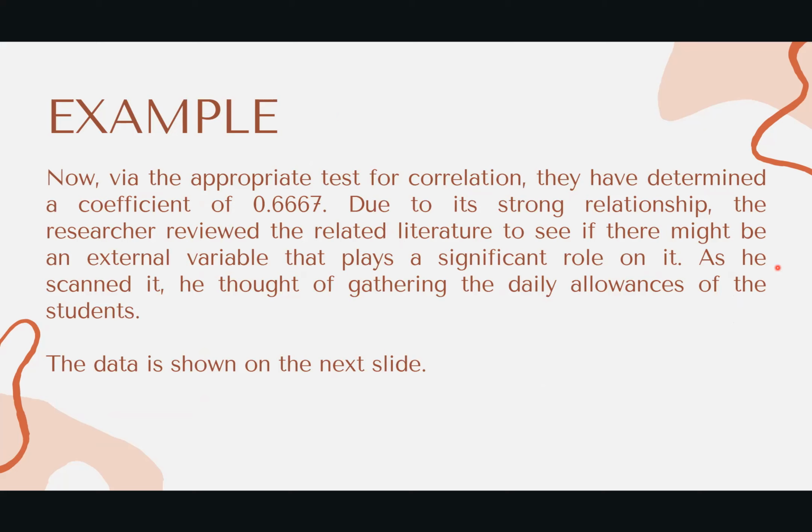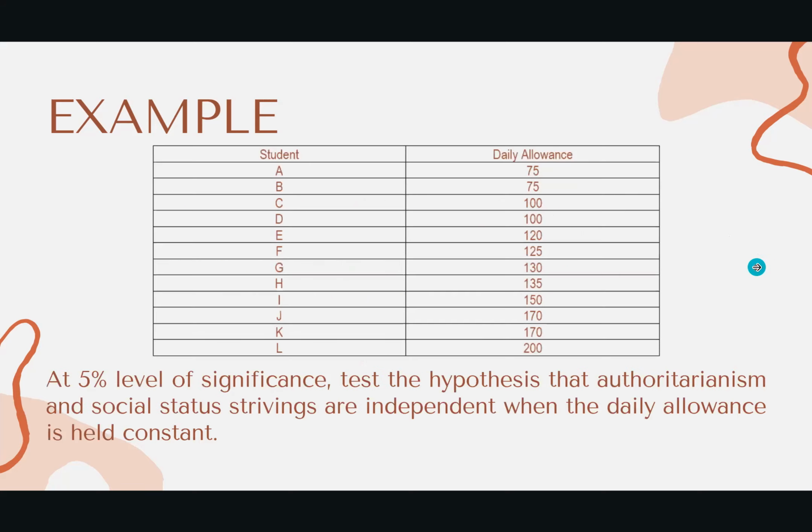Dahil sa strong relationship, the researcher reviewed the related literature to see if there might be an external variable that plays a significant role on it. As he scanned it, he thought of gathering the daily allowances of the students. The data is shown on the next slide. So for the same 12 students, ginather itong daily allowance. So at 5% level of significance, test the hypothesis that authoritarianism and social status strivings are independent when the daily allowance is held constant.